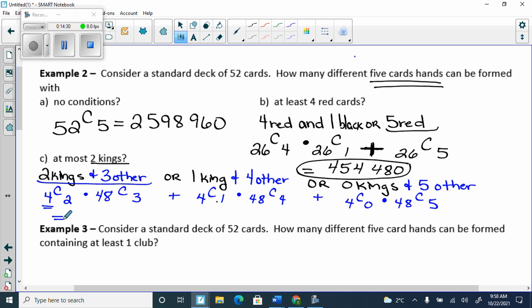Did anyone type that one in? 2,594,400. Did anyone else type it in? Or did you guys use wrong numbers? Wrong numbers. But does it make sense now? Okay.